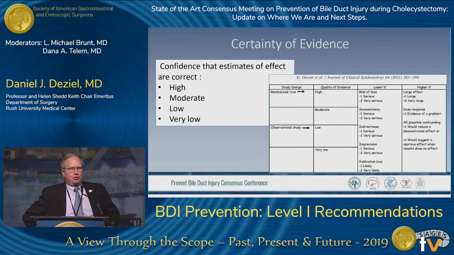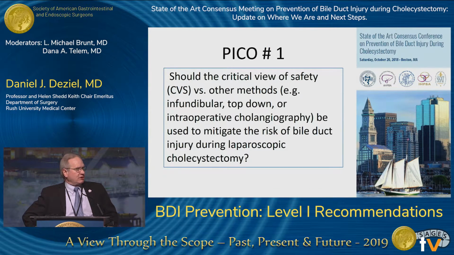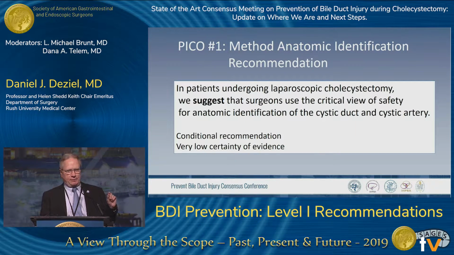Question 1 had to do with the anatomic method for intraoperative identification of structures. Should the critical view of safety or another method be used to mitigate the risk of duct injury? The recommendation is that we suggest that surgeons use the critical view of safety for anatomic identification of the cystic duct and the cystic artery. This is a conditional recommendation with a very low certainty of evidence. When the strength of the recommendation is conditional, the language used is we suggest or surgeons may use. When the strength of the recommendation is strong, the language uses phrases like we recommend or surgeons should.